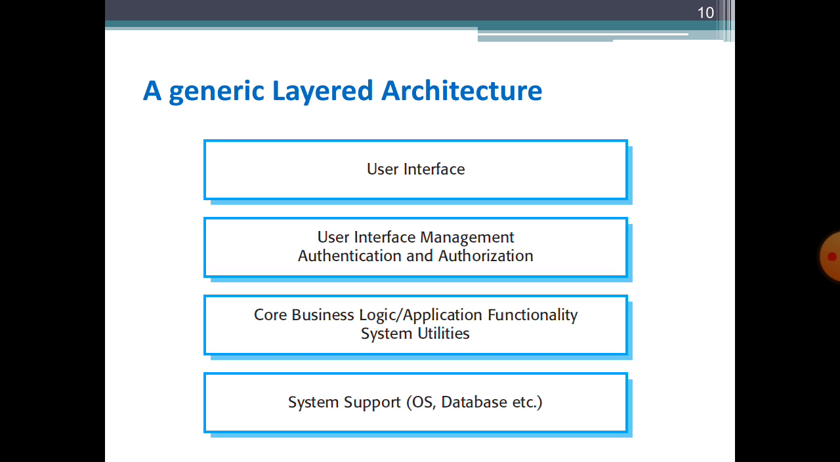Of course, the number of layers is arbitrary, so any of the layers in this figure can be split into two or more layers as well. So you can say that this is a generic layered architecture which has an arbitrary number of layers.